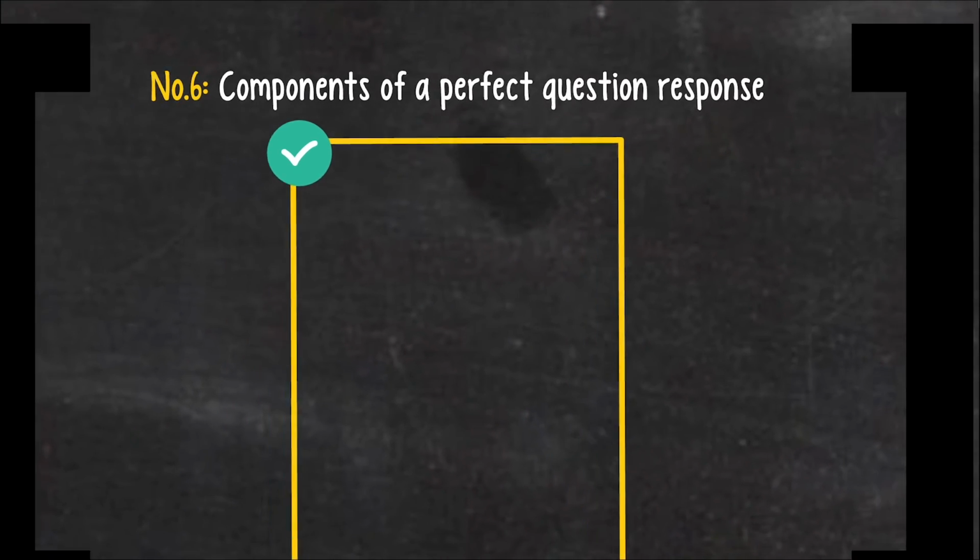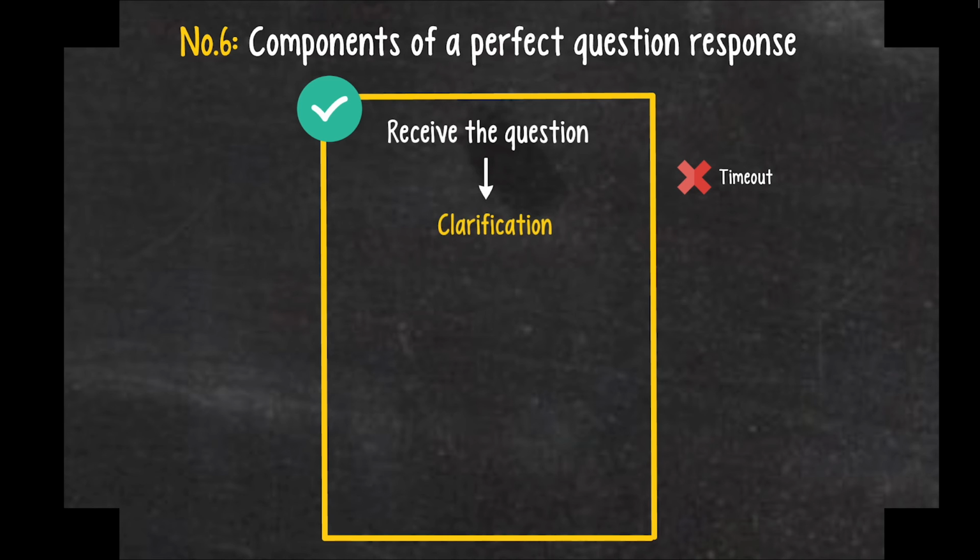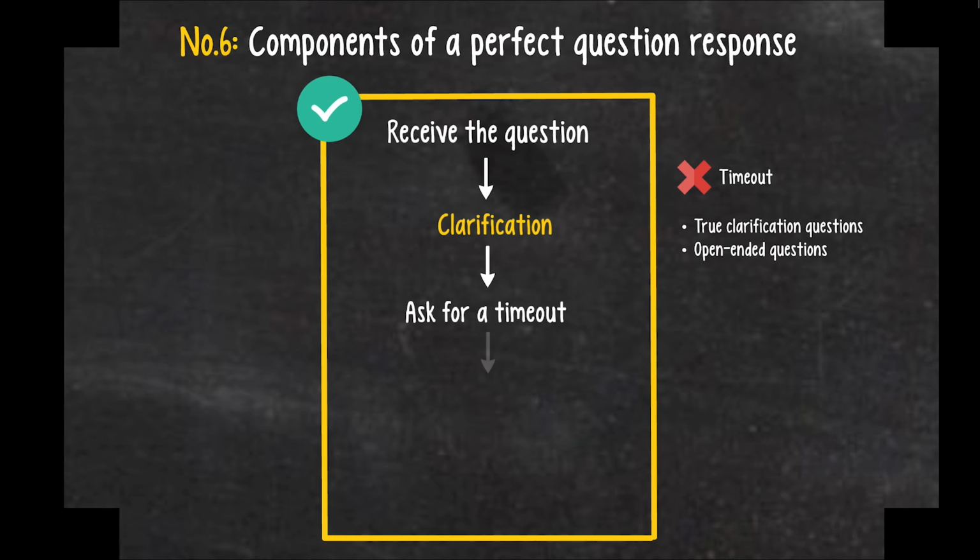Number 6, the overall components of a perfect question response. So all in all, a perfect response should thoroughly follow this formula. Receive the question. If possible, don't do a timeout at this point, but go straight to clarification. Include in this real clarifying intent questions as well as data gathering ones. Ask for a timeout. This is the time to think through everything about the case.